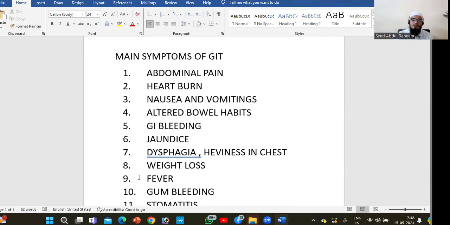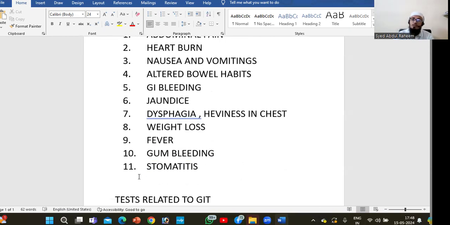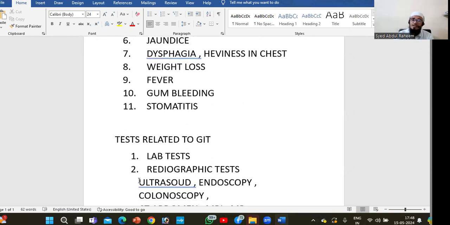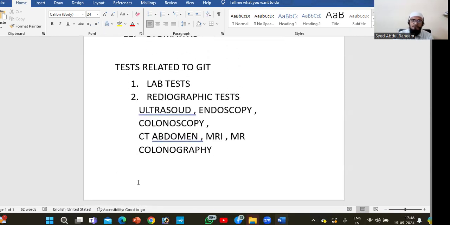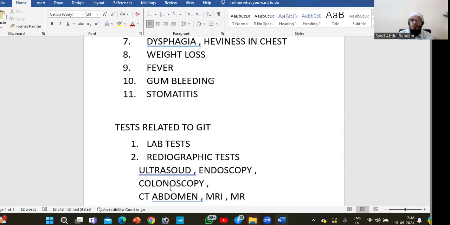So these are the things we have to remember about the symptoms and the related tests. All this will be done in the presence of a radiologist. This is all for today's class. We'll discuss further in the next class.